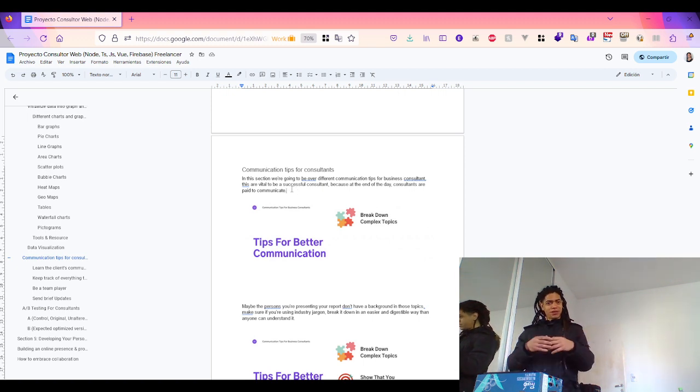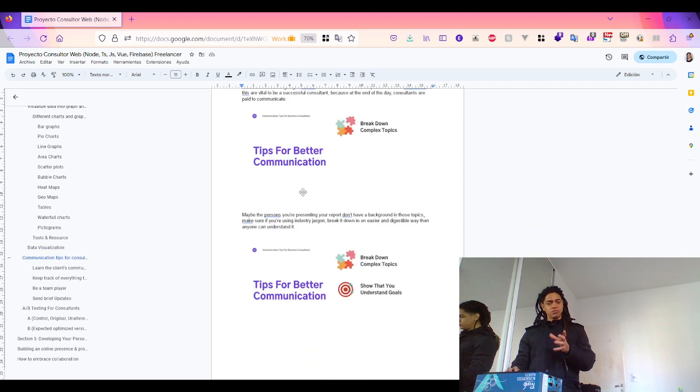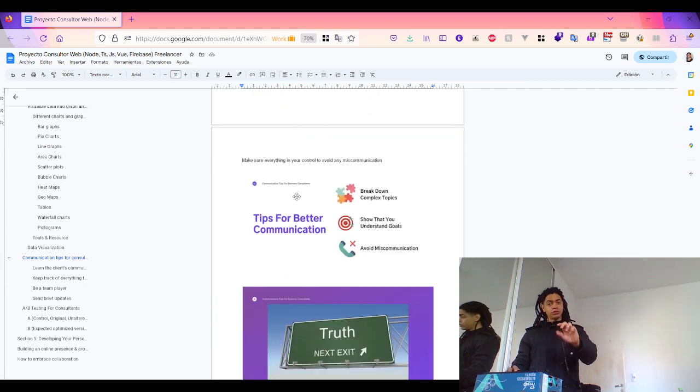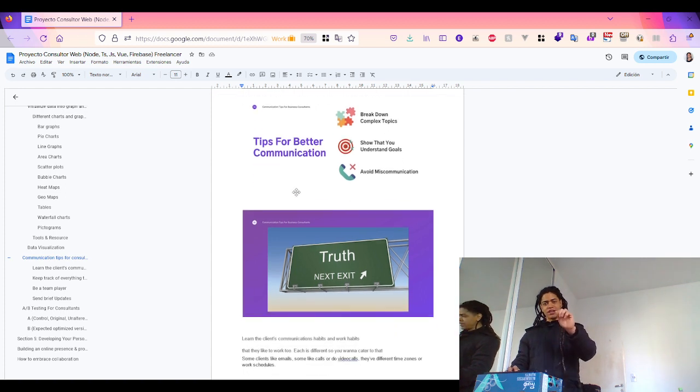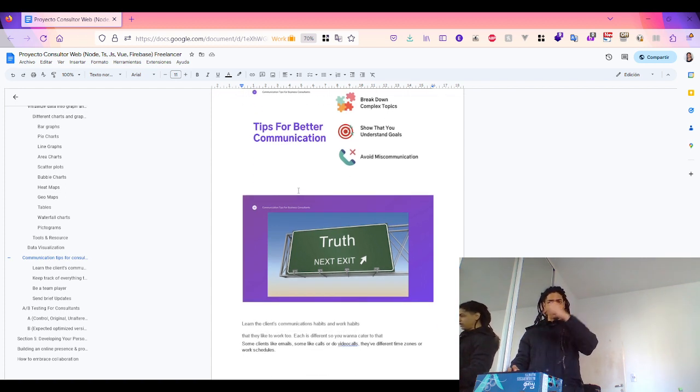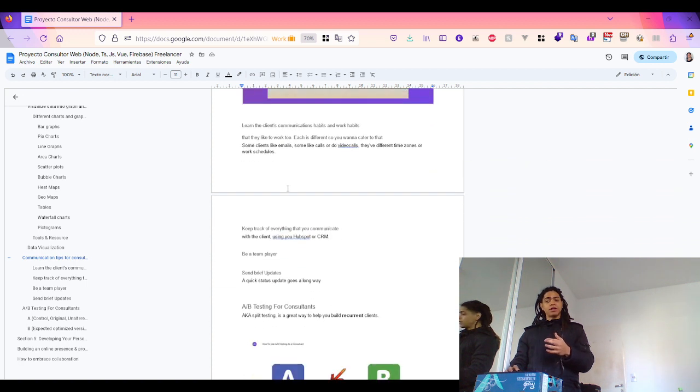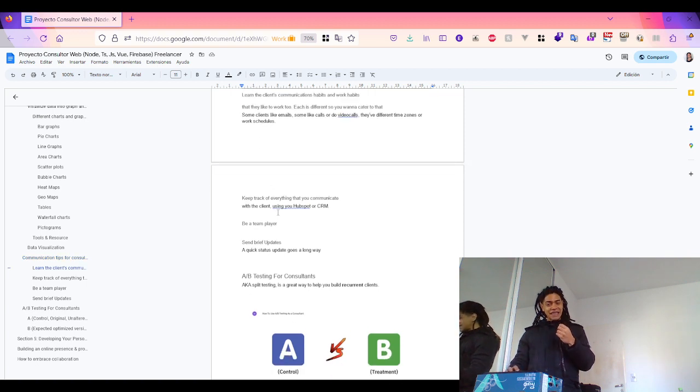First, break down complex topics. Especially, this is useful for people that don't hold a background and need to look at your presentation. If you have to rely on a lot of industry jargon, break complex topics down, show that you understand the goal, and avoid miscommunication, while also understanding the client's work habits and communication styles. Perhaps the client prefers communicating through Slack or email, or prefers some video conference as well. So keep track of every interaction that you're having with that particular client. Remember to be a team player and send brief updates on that.